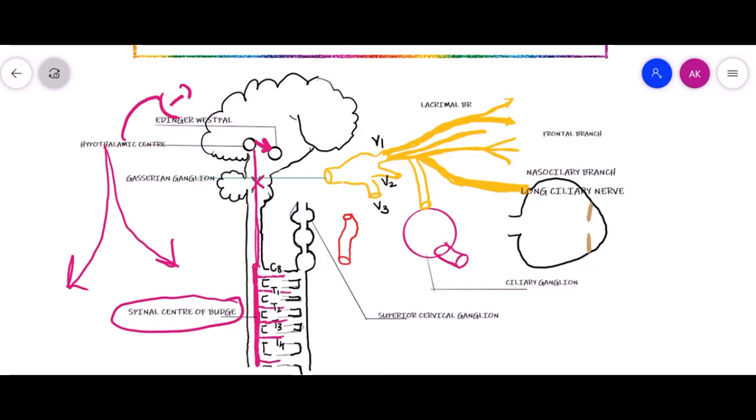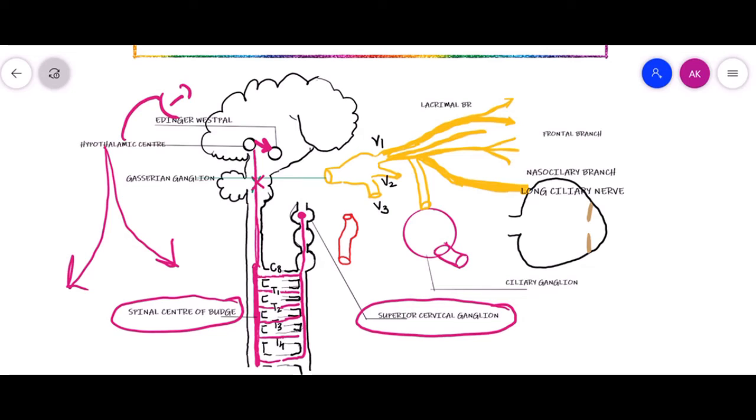That means they are leaving now from the ciliospinal center of Budge, and they will now be traveling in the cervical chain. That is a sympathetic chain which is present in our neck. That's why it is called cervical chain. Now they are going to travel without relaying through the inferior cervical ganglion, middle cervical ganglion, and finally they are going to reach a point of relay.